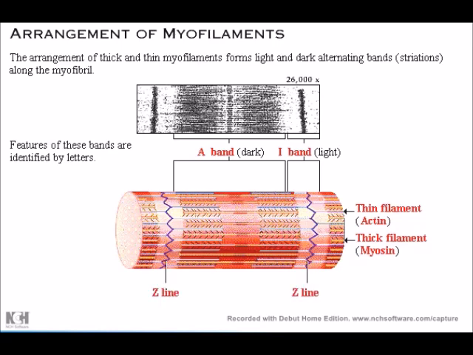Each I band is bisected by a zigzag line called the Z line. The Z line is actually a protein disc which anchors the thin filaments and connects adjacent myofibrils.